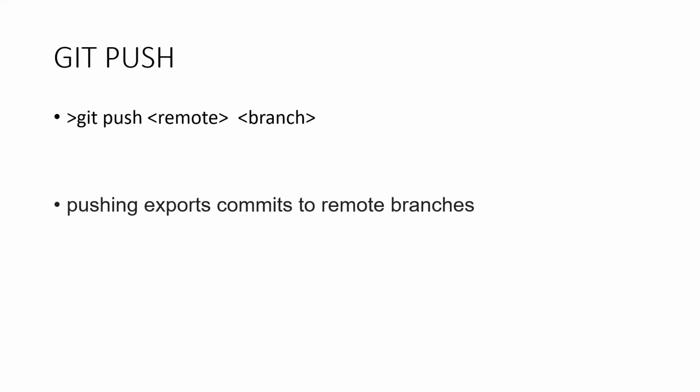Suppose we are doing big changes in our local repository. We are writing the code in PyCharm, and when the code is final by trial and error, I can commit it in local, and after committing, I can push it to my remote branch. Pushing just exports the commit to remote branches.